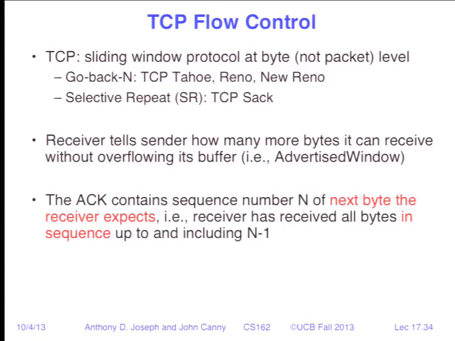So now, when we send an acknowledgement, the acknowledgement tells us the number of the next byte that the receiver is expecting, right? Instead of the next packet. It's going to be the next byte that we're expecting. And that means if we send ACK for N, the receiver has received in sequence all the bytes up to and including N minus 1.